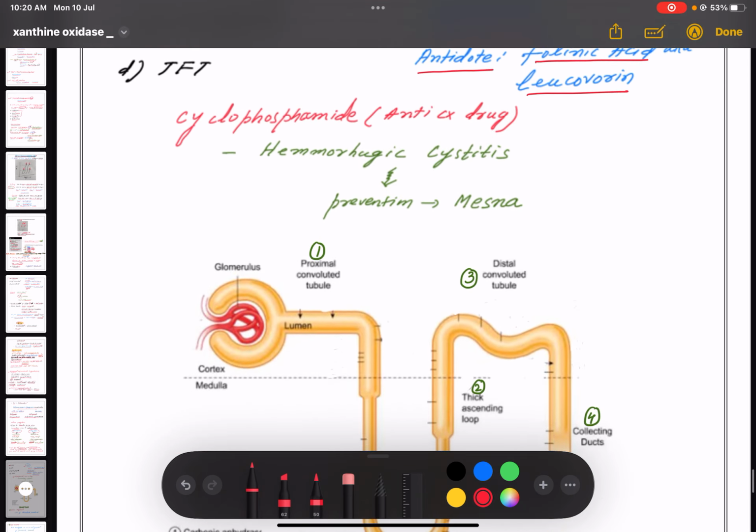Now, remember, cyclophosphamide is an anti-cancer drug. It can lead to hemorrhagic cystitis. To prevent the hemorrhagic cystitis, we have to give a drug known as Mesna.